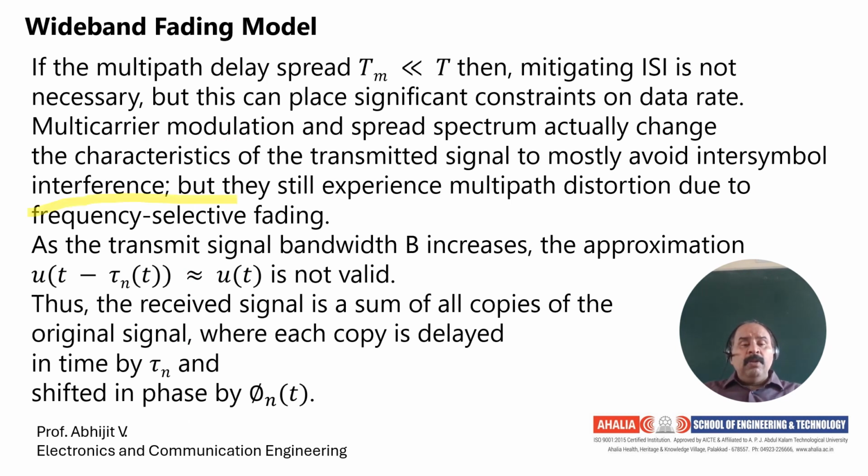What is frequency selective fading? We will be studying it in detail in the coming slides. As the transmitted signal bandwidth B increases, the approximation that u(t minus tau n(t)) is approximately equal to u(t) becomes invalid. What is u(t)? u(t) is the low pass equivalent of the transmitted signal.